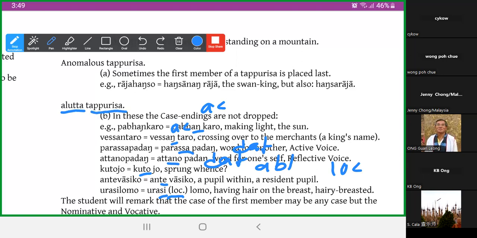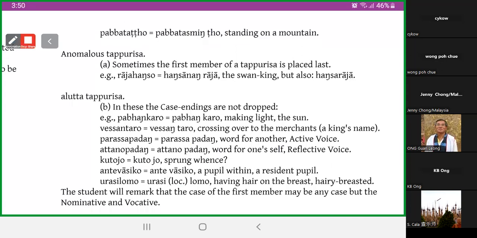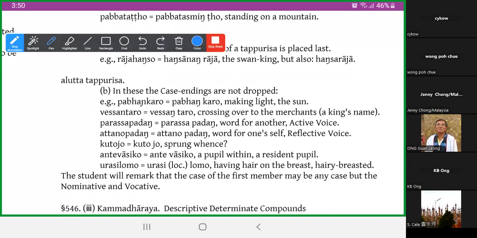Okay, so far you have studied everything, all right? So you have studied the accusative case, the instrumental case, the ablative, the dative, the genitive, the locative, but there's no nominative and vocative, right? So you can see that these two are not in the Tappurisa. So you don't have the Tappurisa in the nominative or vocative. So how many cases do you have? How many Tappurisa do you have?